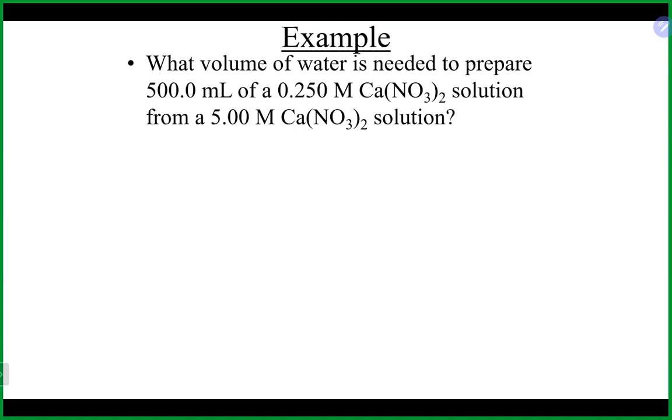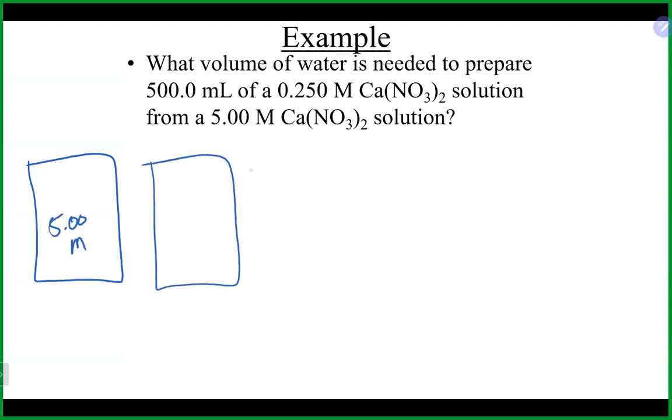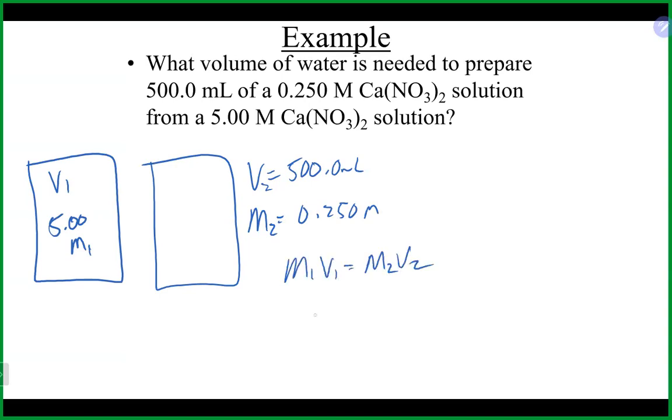Okay, so let's take a look at this one. We have a more concentrated solution here, calcium nitrate, that is 5 molar. We want to make a new solution that has a volume of 500 milliliters and a molarity there of 0.25 molar. So once again, I'm going to make our more concentrated one, the ones. We're going to be looking for V1 as we don't have it. We'll call these guys 2. So here again, M1 V1 equals M2 V2. Once again, dividing that to the other side.